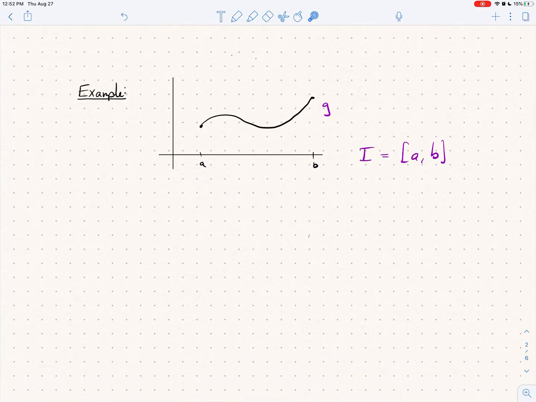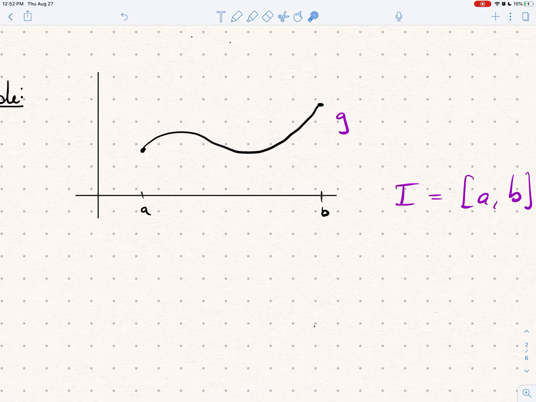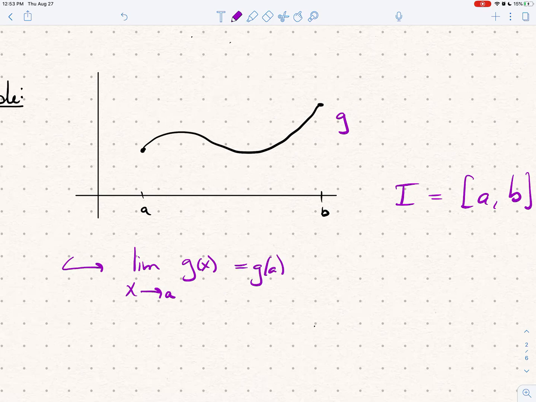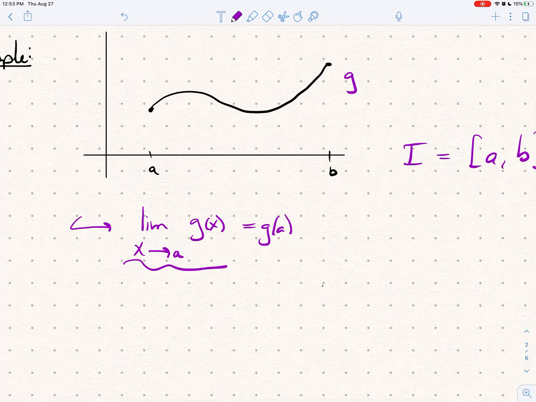When we look at this particular function and we think about it, we say, okay, well, there's no holes, so this function seems to be continuous on this interval, and everything is fine anywhere inside the interval. All of these points are all good. There's a problem at the end point, though, and I want to show you what I mean. To be continuous at A, the limit as x goes to A of g of x needs to equal g of A. Well, the problem is this limit doesn't exist.